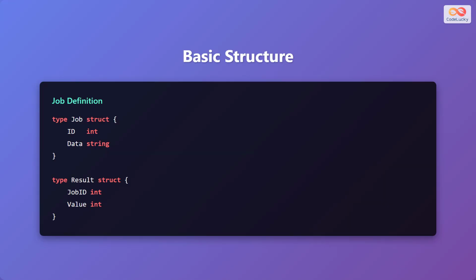Let's look at the basic structure of a worker pool. We start by defining the structure of a job. A job contains an ID, which is of integer type, and data, which is a string. Next, we define the structure of a result. A result contains a job ID, which is an integer, and a value, which is also an integer.